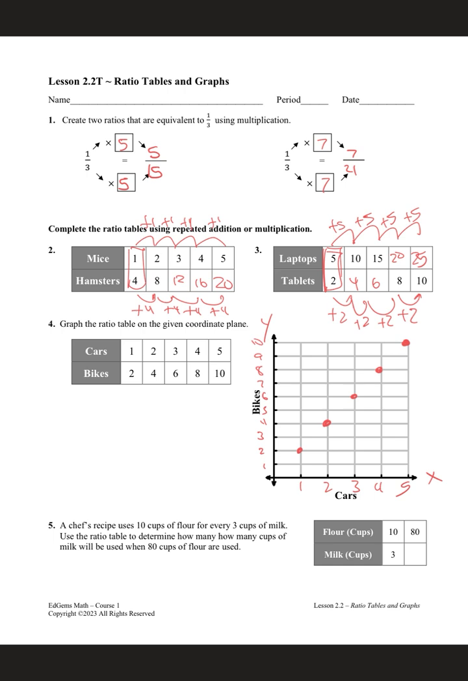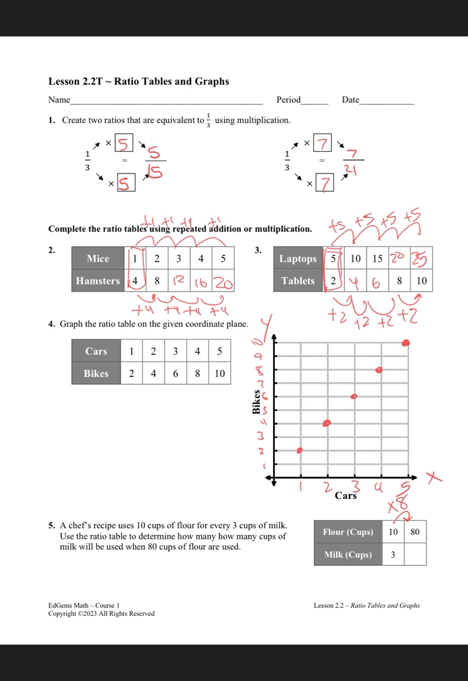Number 5. On number 5, it says a chef's recipe uses 10 cups of flour for every 3 cups of milk. Use the ratio table to determine how many cups of milk will be used when 80 cups of flour are used. So let's see here. I'm going to use multiplication. How did I get from 10 to 80? I multiplied 10 by 8 because I'm going up by a factor of 8.